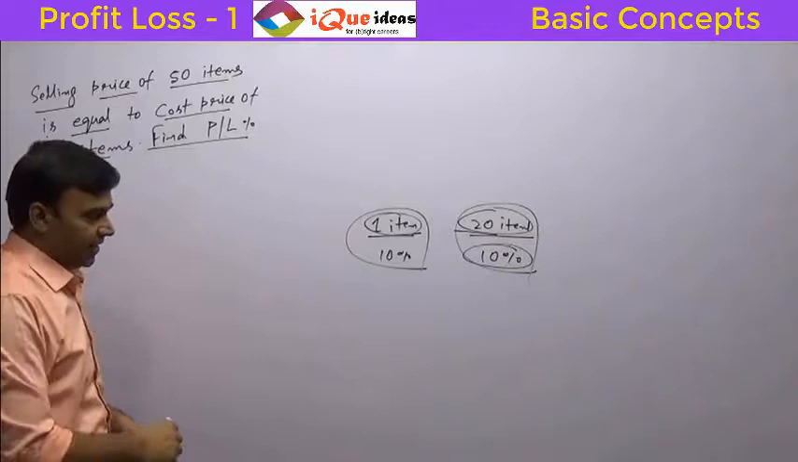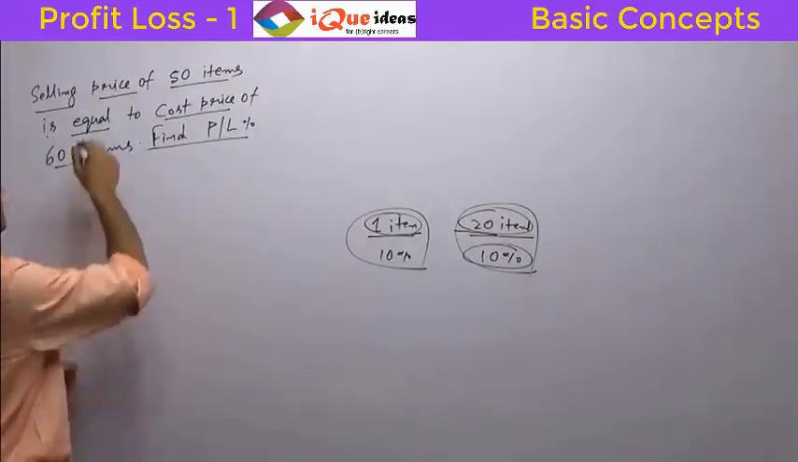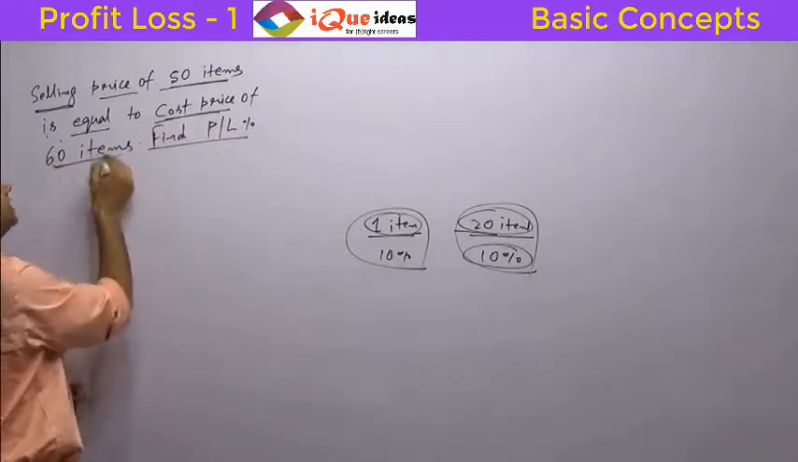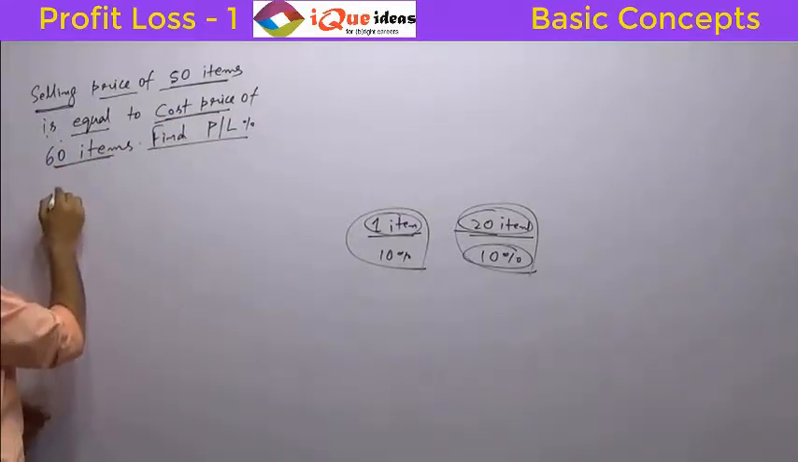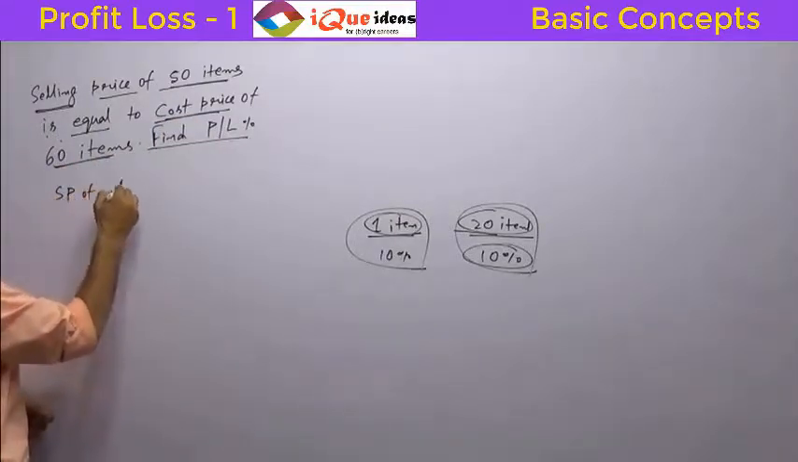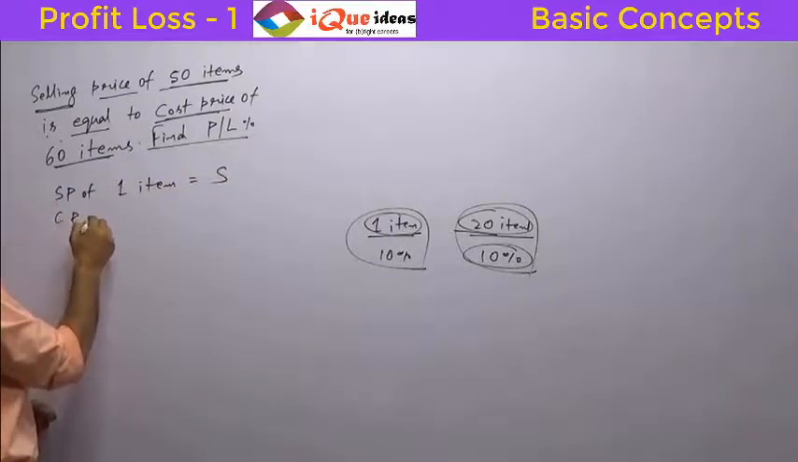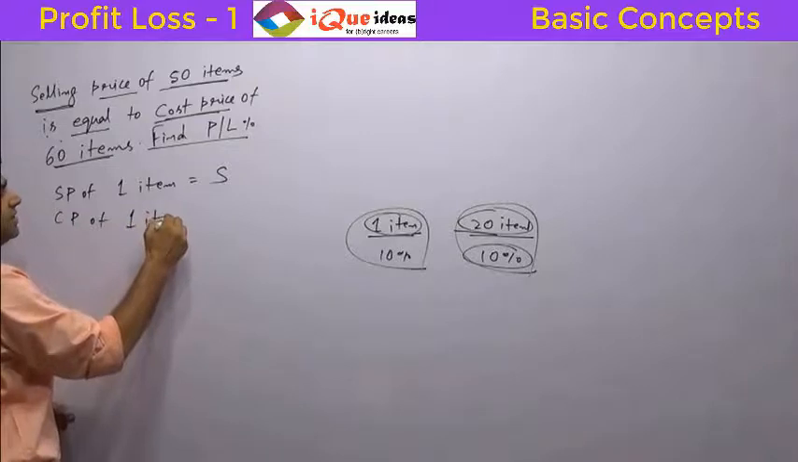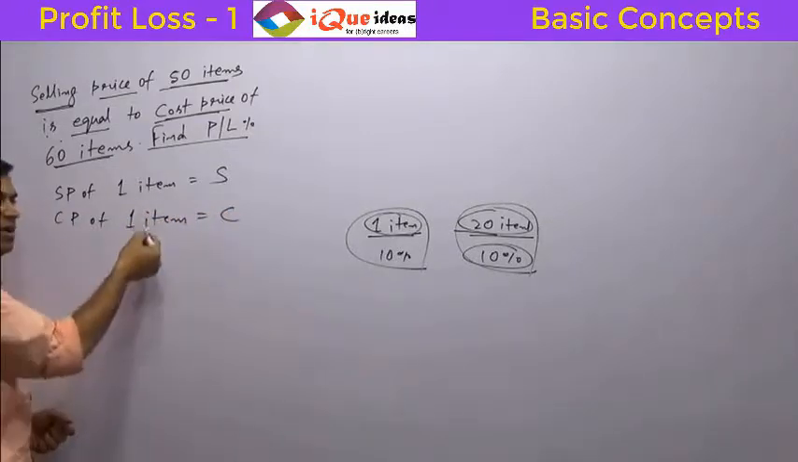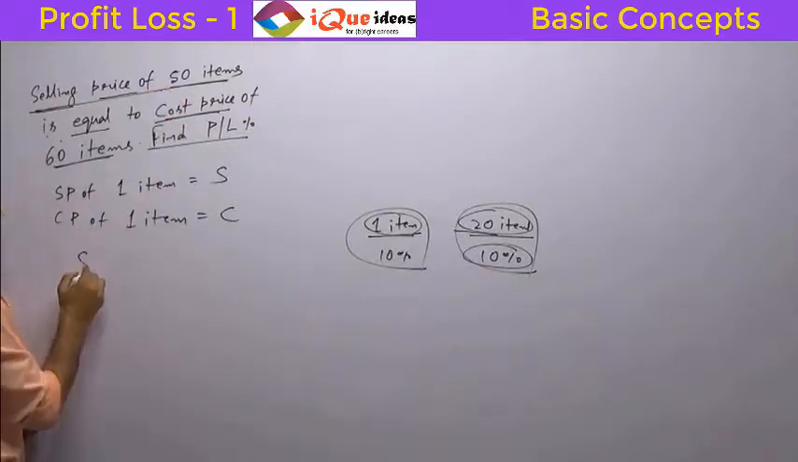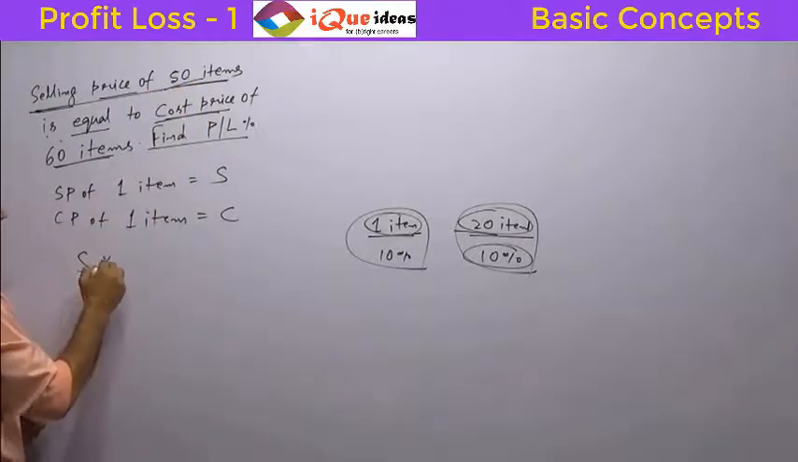Now, why did I say that? In this question, it says selling price of 50 items is equal to cost price of 60 items. Let's assume that the selling price of one item is S and the cost price of one item is C. In the exam, you don't need to write these statements. Now, look at this question. It says selling price of 50 items, so S into 50.